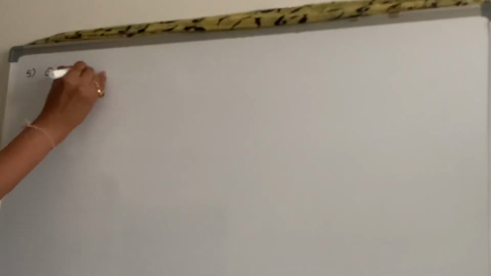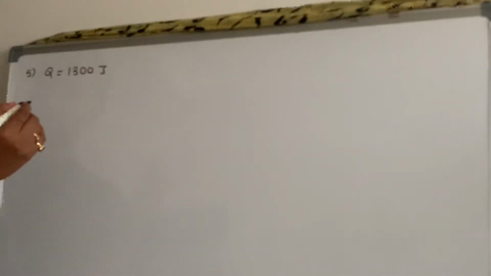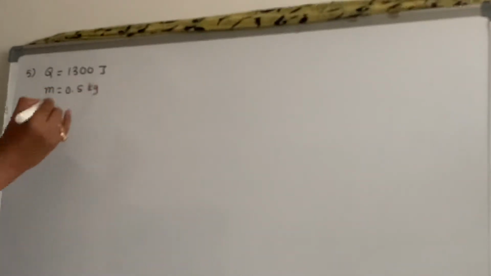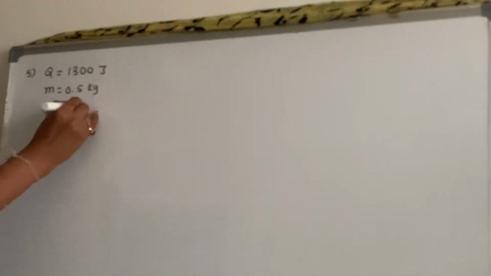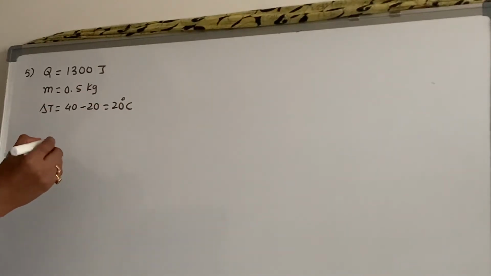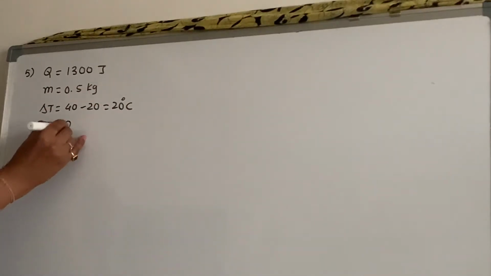1300 joule of heat energy, means Q is given, which is 1300 joule, supplied to raise the temperature of mass, which is given as 0.5 kg, from delta T, which is 40 minus 20 degrees Celsius. Calculate the specific heat capacity, C, they want.